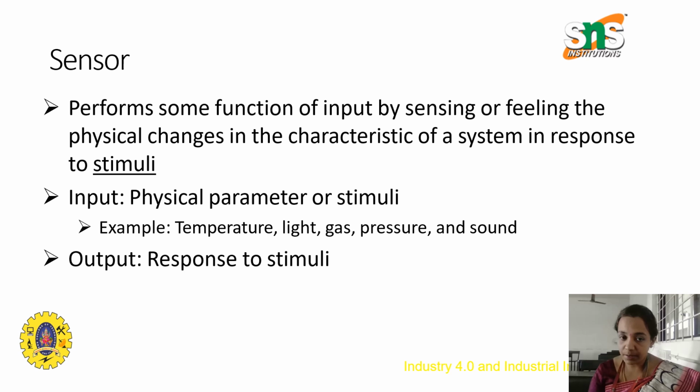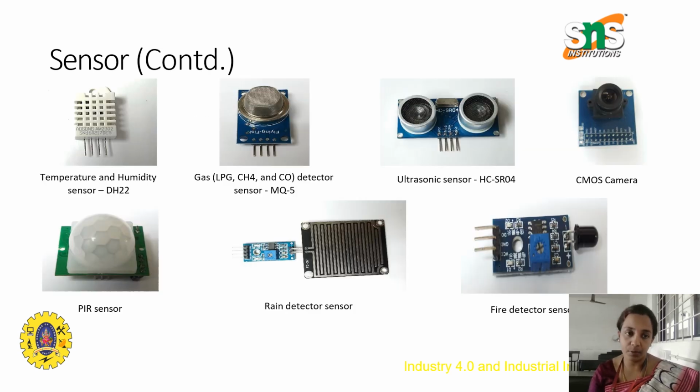As I told in the previous slide, it can sense the temperature. Light sensor is also there. Gas sensor is also there. Pressure sensor is also there, and sound sensors. So these are the several types of sensors which we have. Output is nothing but the response to the stimuli. So these are the images of several sensors.